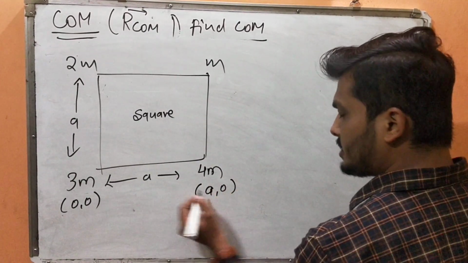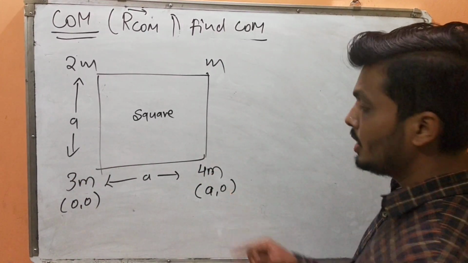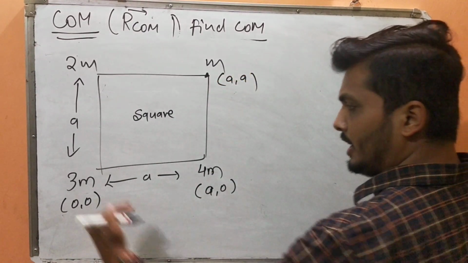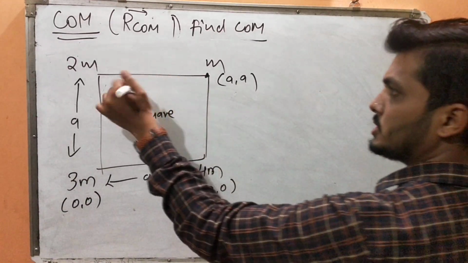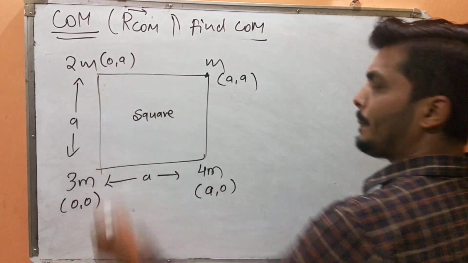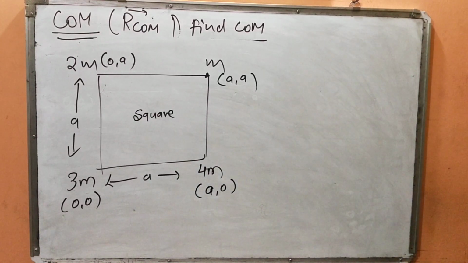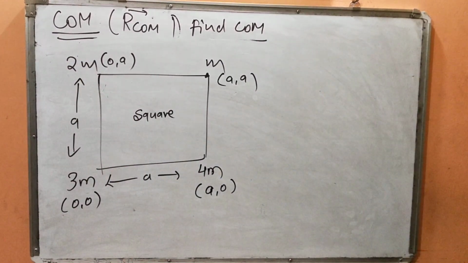Yes or no? It has traveled X distance. It has not traveled Y distance. It is 0. Now look at this point. What will be the coordinates? A and A. It has traveled X, it has traveled Y. A and A. What about this? 0, A. It has just traveled which coordinate? See, are you understanding? 0, A. Are you understanding, students?